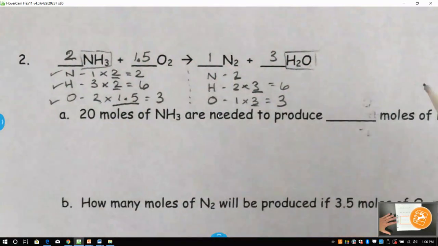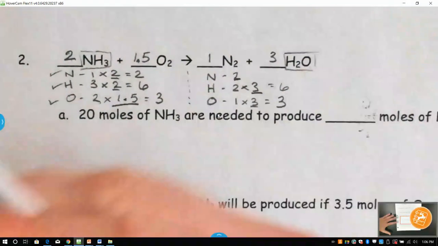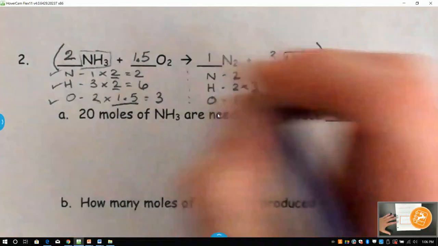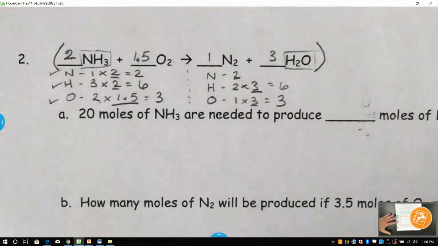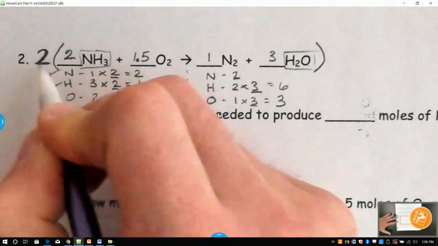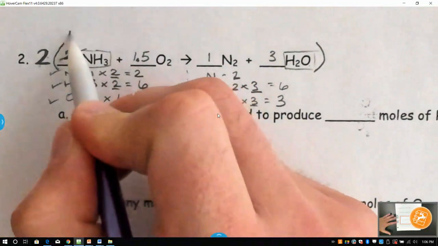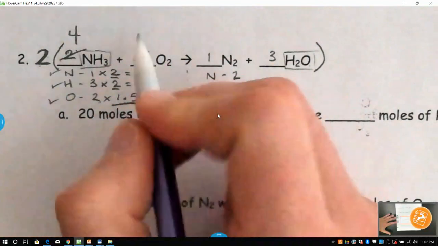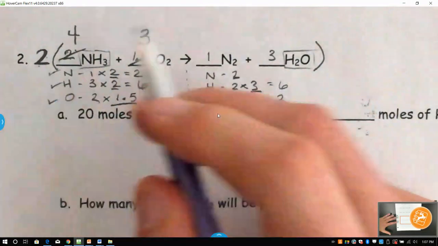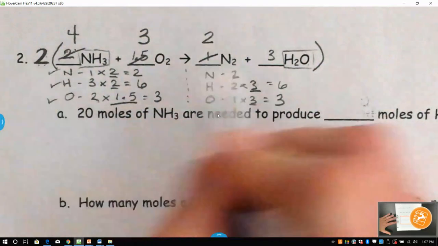So what you can do, though, is double it. To get rid of this 0.5, you would need to multiply it by 2. But you cannot just multiply the 1.5. You have to multiply everybody. So I throw up a little parentheses on the outside, put a 2 here, and the 2 distributes. So 2 times 2 is what? 2 times 1.5? 3. 2 times 1, and then 2 times 3.